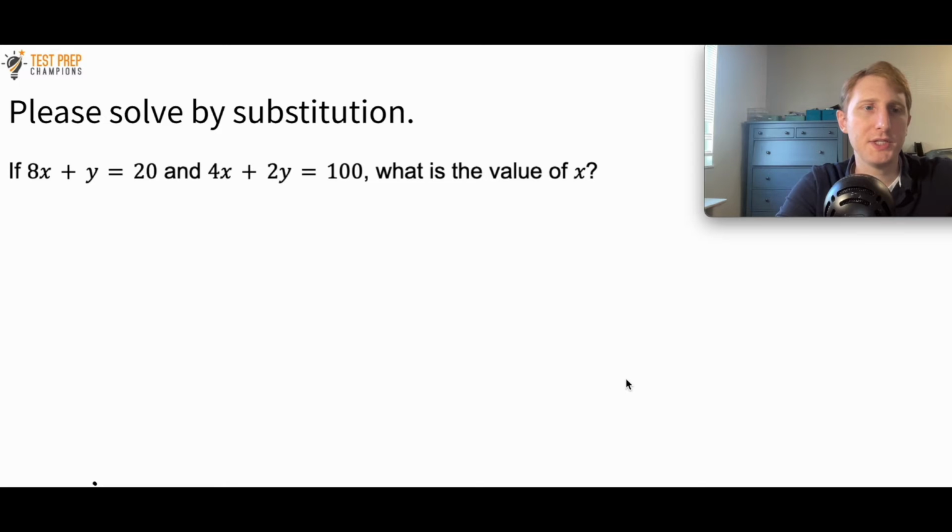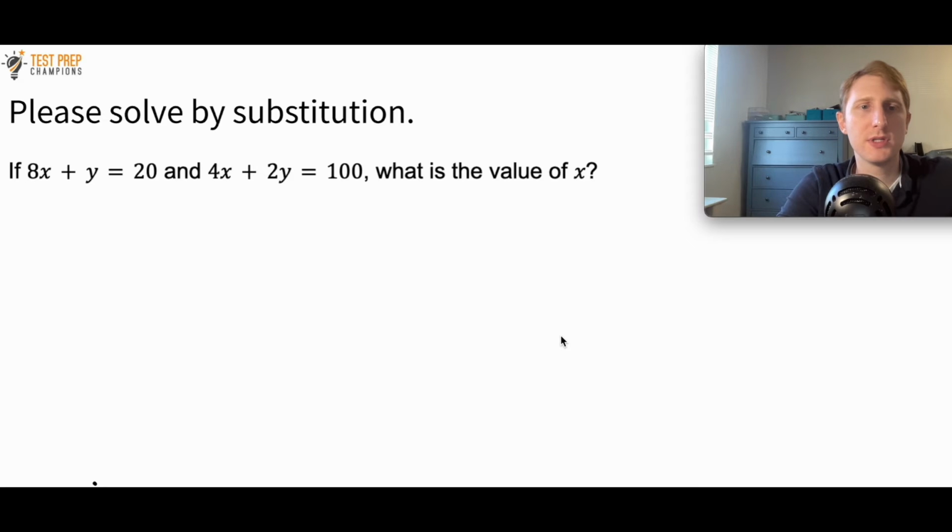So the next example says, if 8x plus y equals 20 and 4x plus 2y equals 100, what is the value of x? At first, I'd like you to try to solve this by the substitution method, just for practice. Then after that, if you get stuck, don't worry, because I'm going to break it down and show you how to do it using substitution. And then after that, I'll give you a chance to try it using the linear combination or cancellation method. But let me give you a chance to pause the video and try this now.